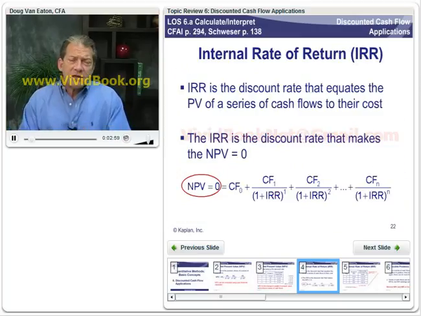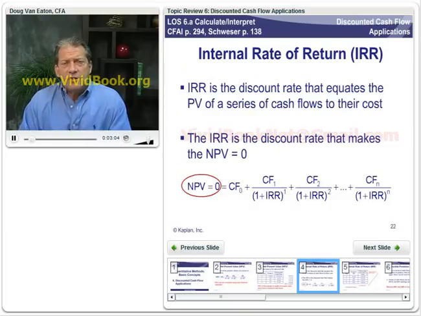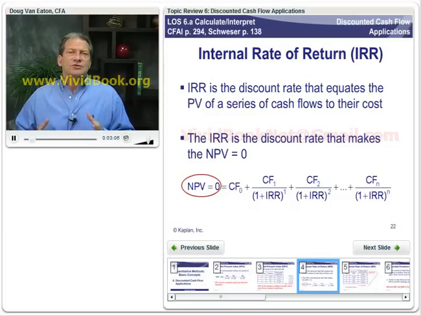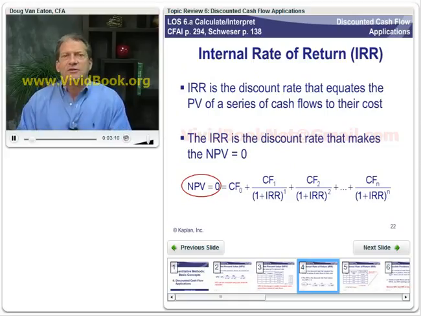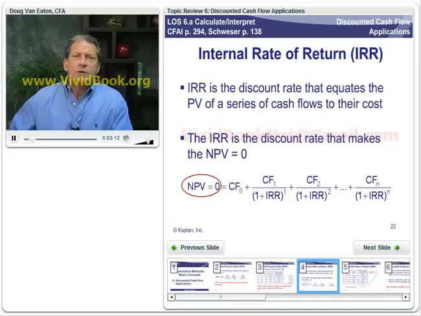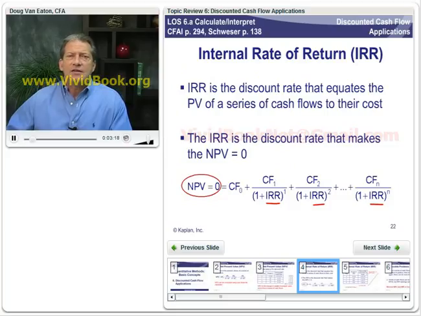A related concept to this is the internal rate of return. So here, rather than putting in an interest rate and calculating the net present value, we're going to set the net present value to zero and say, what discount rate would we have to use on all of these future cash flows in order to have the present value of those cash flows just equal our initial outlay, so that the net present value is zero.